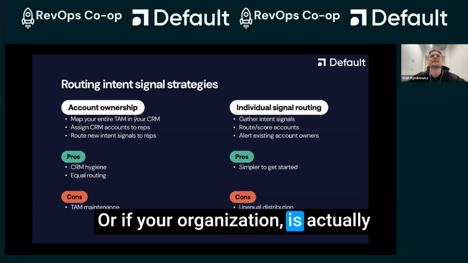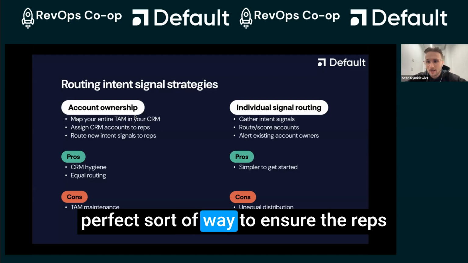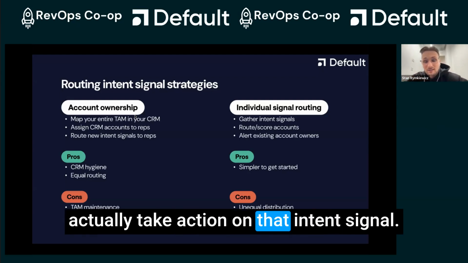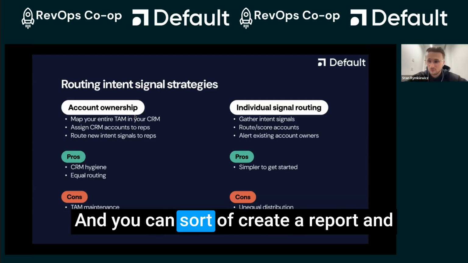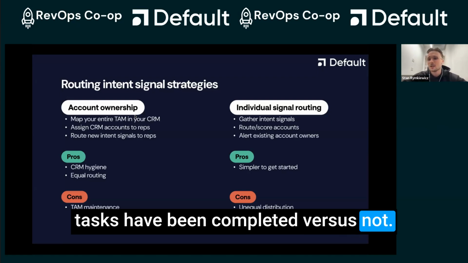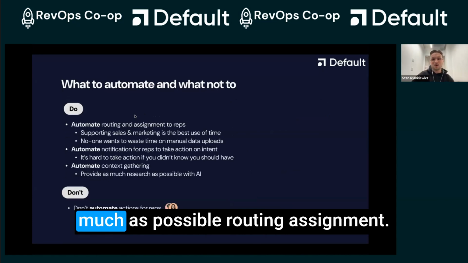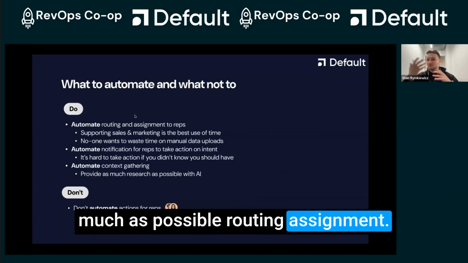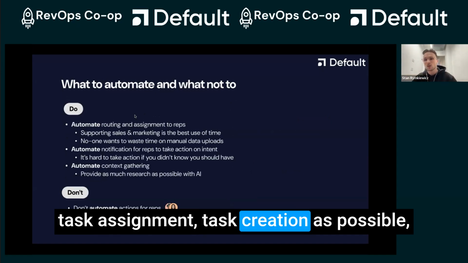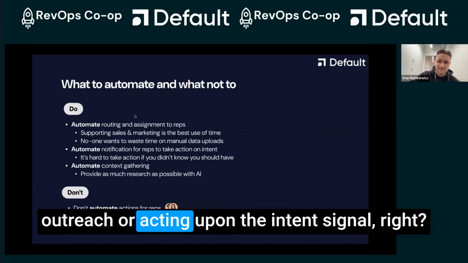Or if your organization is actually operating on tasks, that probably is a perfect way to ensure the reps actually take action on that intent signal, and you can create a report and see how many of those tasks have been completed versus not. So definitely possible. Automate as much as possible, routing, assignment, task creation, but do not automate the actions, the actual outreach or acting upon the intent signal, right?